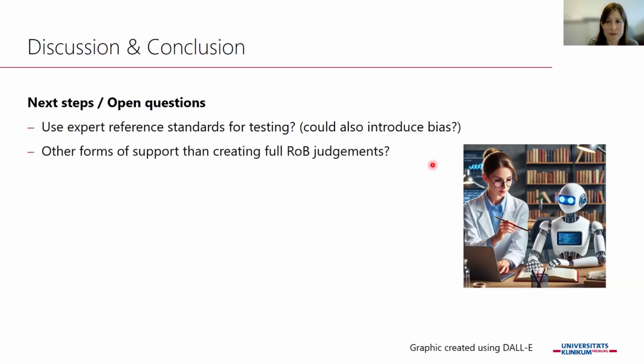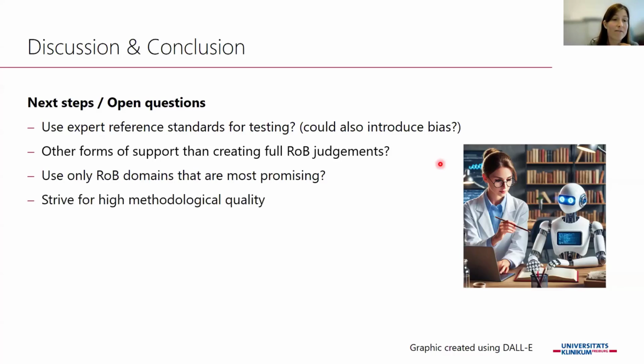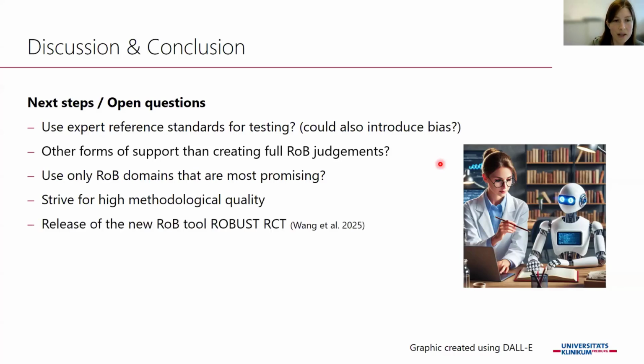Another question is whether we could think of other forms of support than creating full risk of bias judgments. For example, it would be more feasible to extract the relevant data we need for risk of bias assessment. Maybe we could use only the risk of bias domains that are most promising, but the question is which domains are most promising, because this is also not consistent between studies. And we should strive for high methodological quality, because this is not always given in those types of studies.